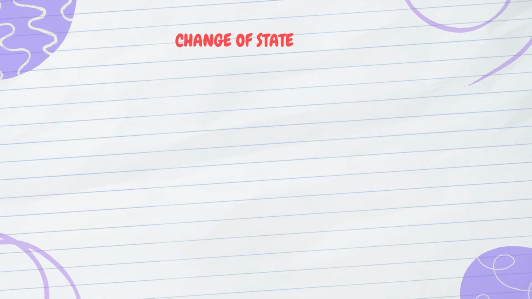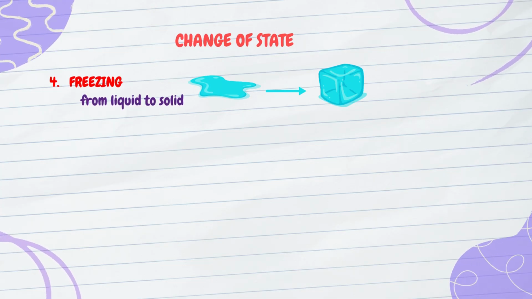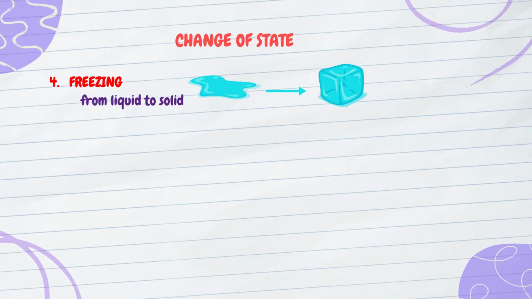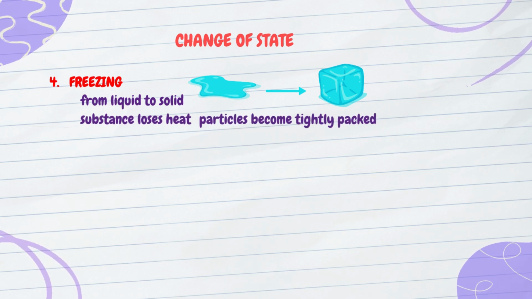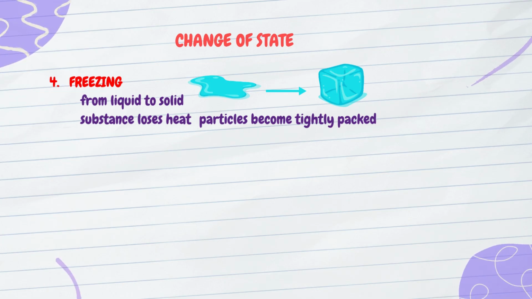The fourth change of state is freezing. Freezing is the change of state from liquid to solid. During freezing, the substance loses heat, causing particles to become tightly packed. As a result, the substance changes from liquid to solid.